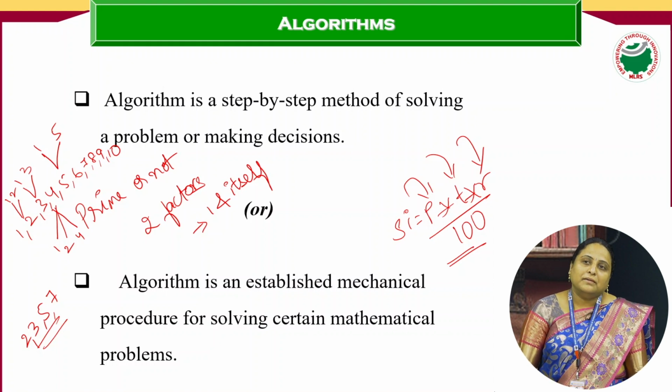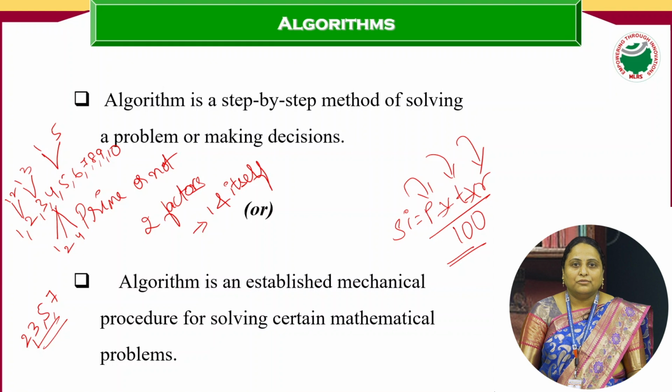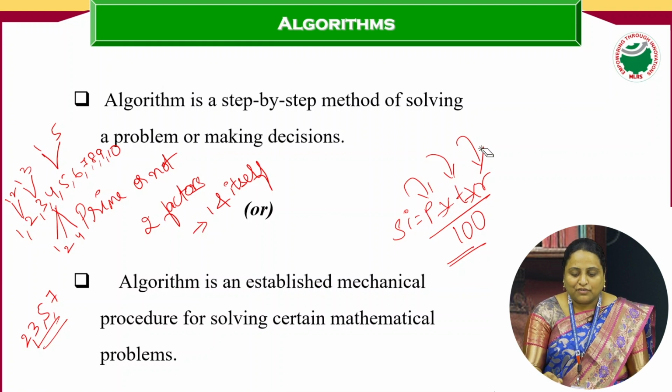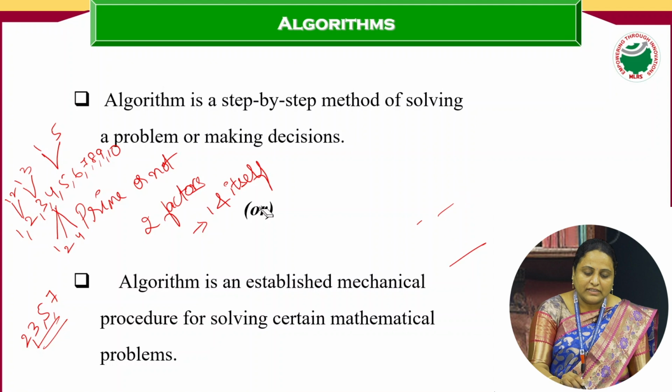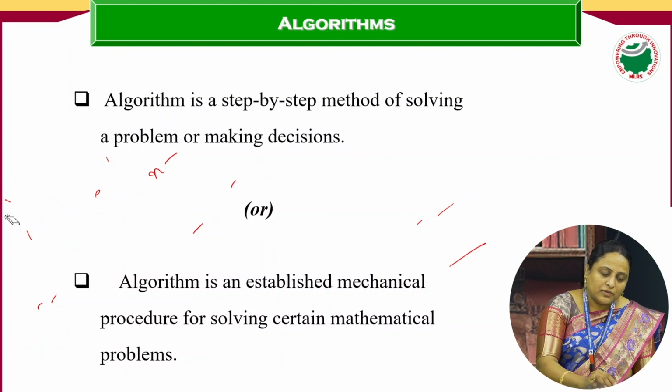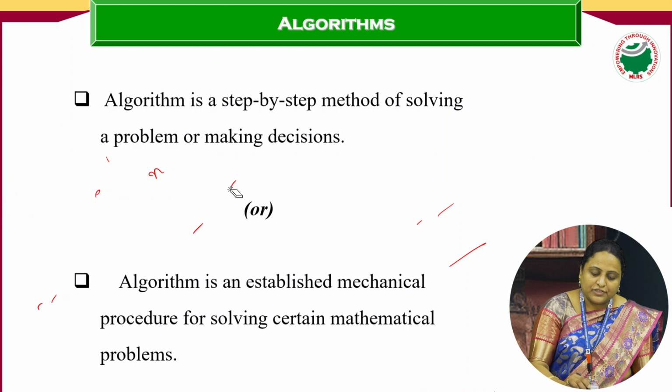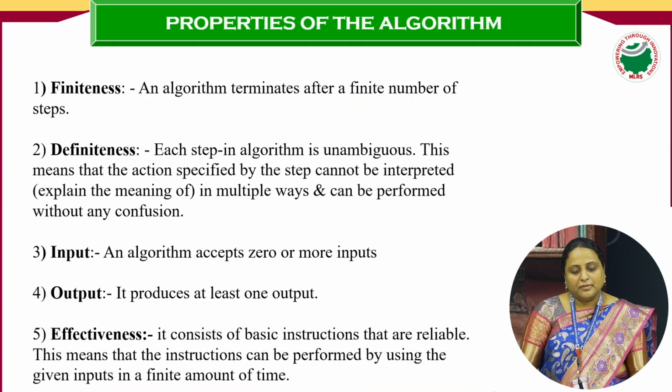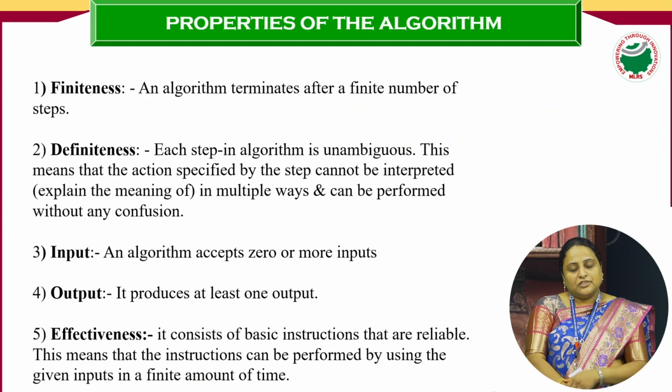But how do we implement algorithms, or what are the rules we need to follow? Those are nothing but the properties of an algorithm. We'll see in the next slide what the properties of an algorithm are, so that you can write algorithms in an efficient way. So coming to the next one, properties of algorithm.